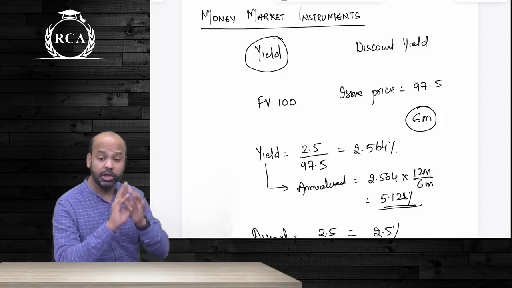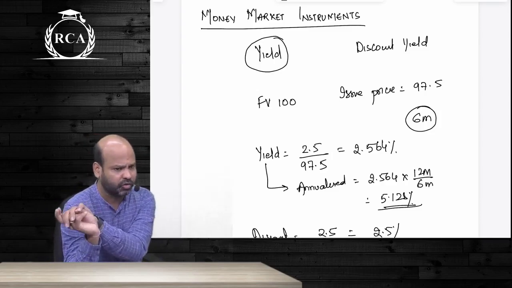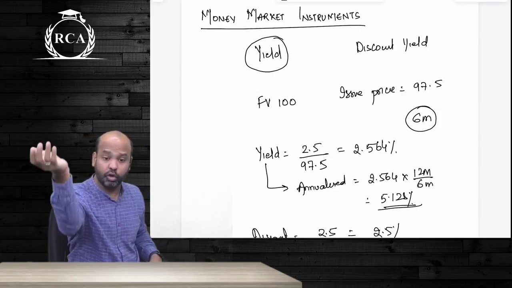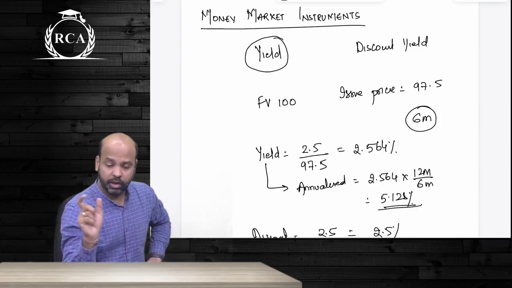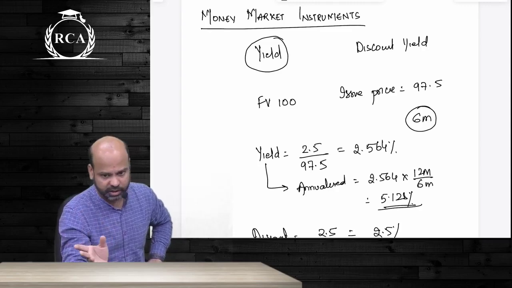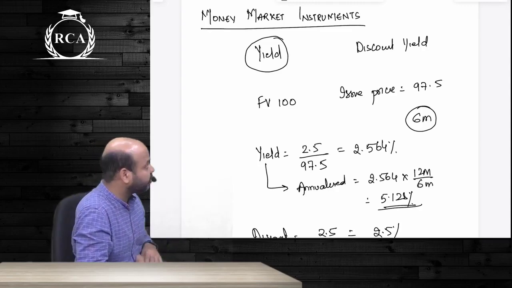But there are 2 terms that you should know in relation to money market instruments. They do not deal with this in relation to long-term bonds: yield and discount. For long-term securities, we never use the word discount. It is only for money market instruments that we use the word discount.